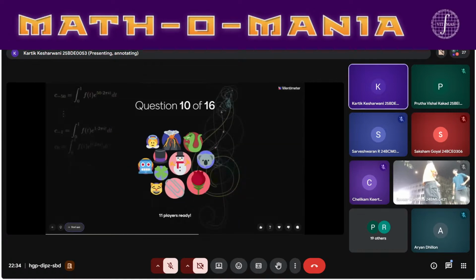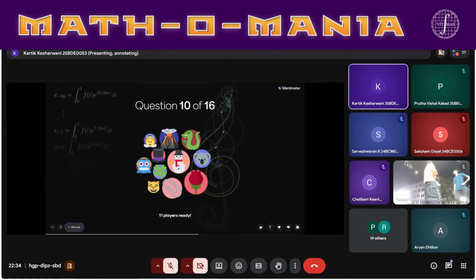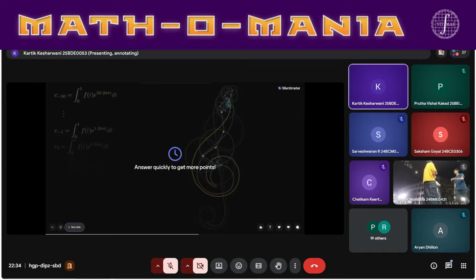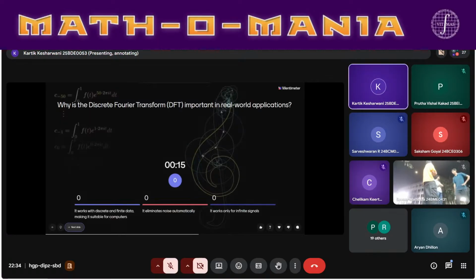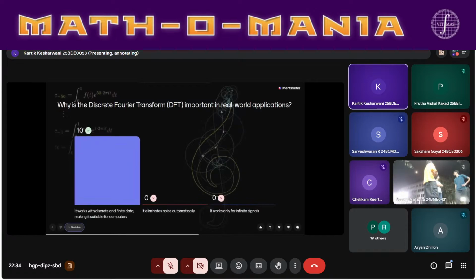Okay, let's go. Why is the discrete DFT important in real-world applications? It works with discrete and finite data, making it suitable for computers. It eliminates noise automatically. It works only for infinite signals. Now to the next question.